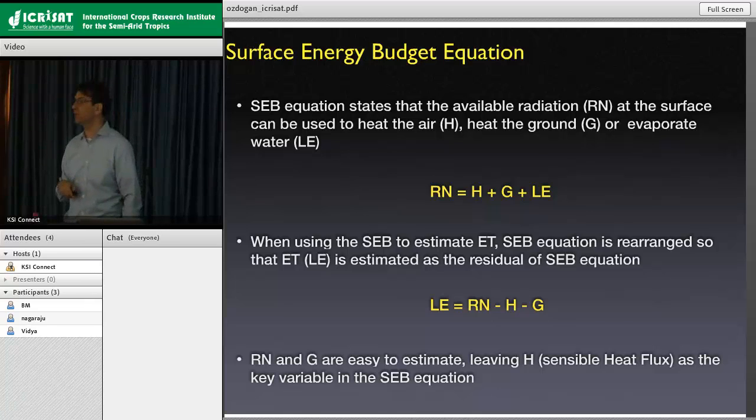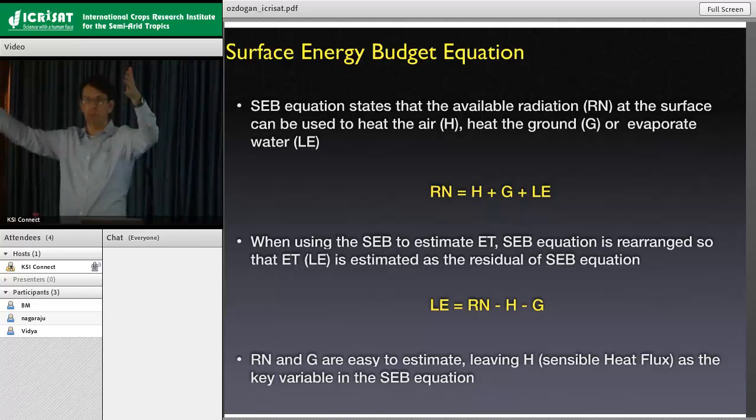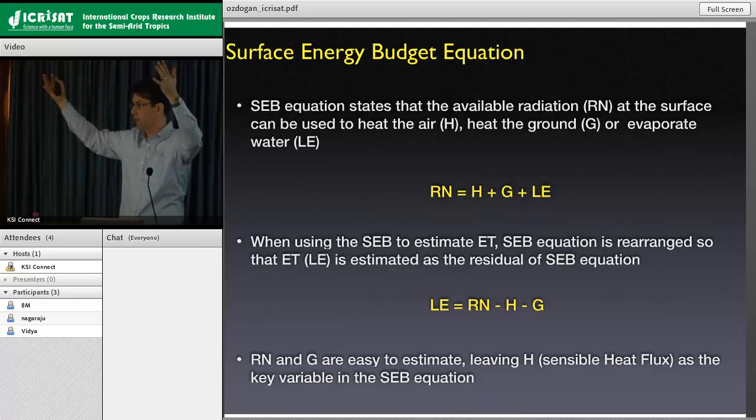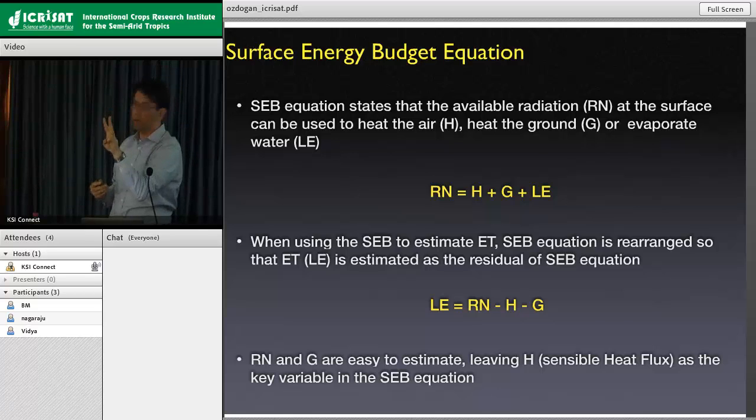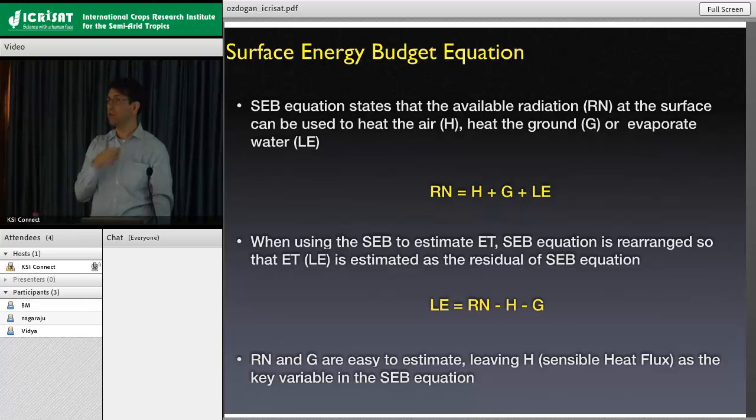In terms of surface energy balance, we use a simple equation called the surface energy budget equation. The surface energy budget equation simply tells us that I have some radiation coming from the sun, and I correct it for reflection factors, etc. And I have certain units of energy available to me. Let's call it 100 units. And I can do three things with that 100 units of energy. I can evaporate water, I can heat the ground, or I can heat the air above the ground. And the evaporating water is the one that I'm interested in. So what we often do with respect to the energy budget equation is take that equation and simply rearrange it.